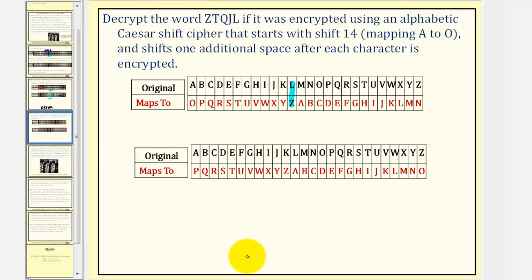So the first letter would be L, and now this would have been shifted 1 position in this direction, and therefore L would no longer map to Z, L would now map to A, which we see here in this second mapping. So we'll use this mapping for the second letter T. So if the encrypted letter was T, notice how the original letter would have been E.